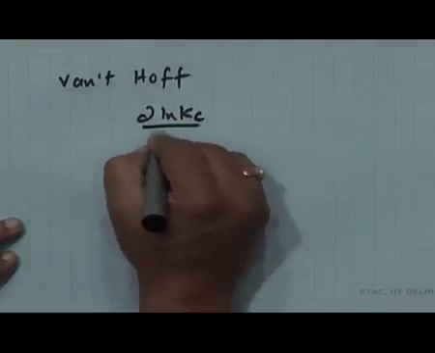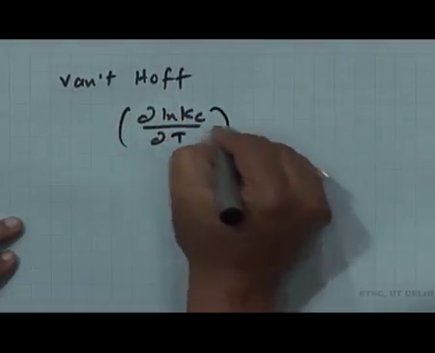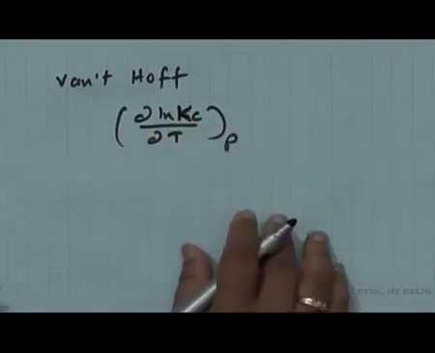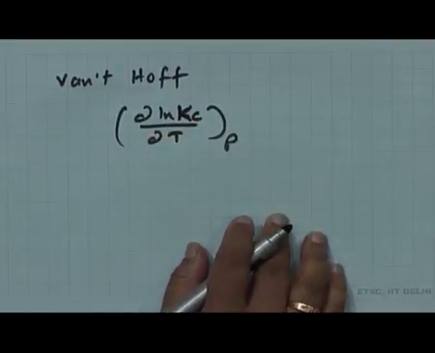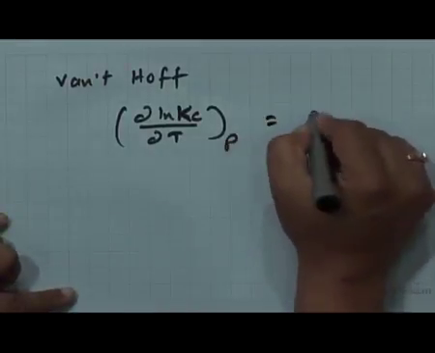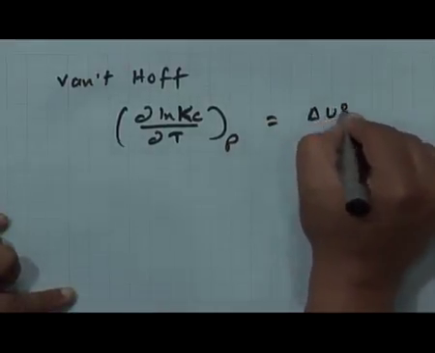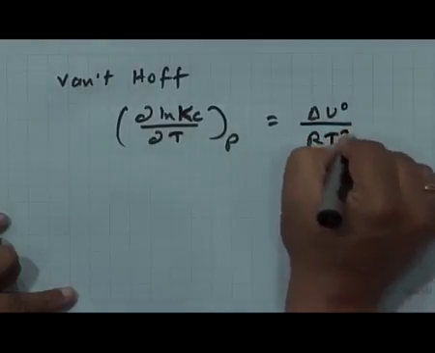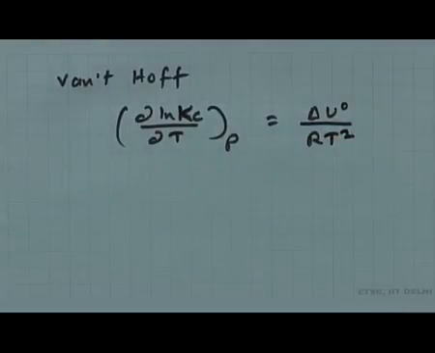d ln Kc over dT at constant pressure. So this Kc is your equilibrium constant expressed in terms of concentrations, which we saw before. This is equal to delta U naught over RT squared, right. And we had given this an equation number of 2.